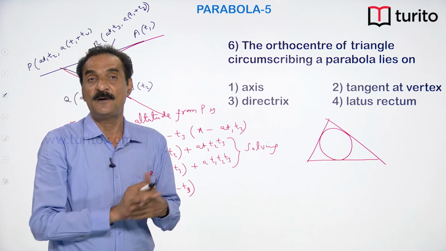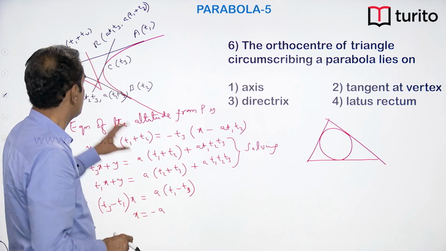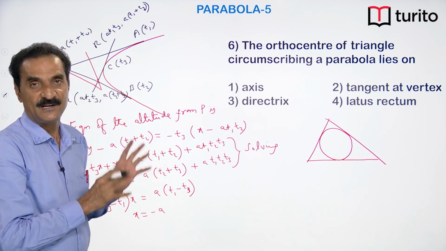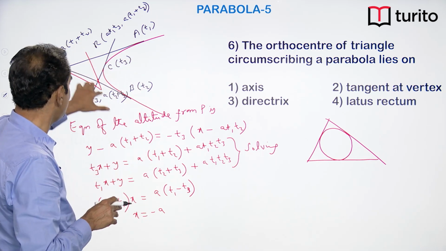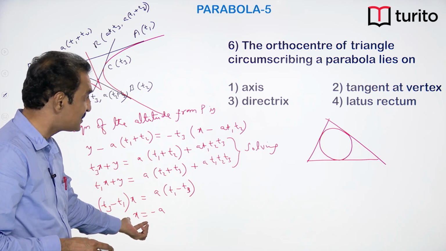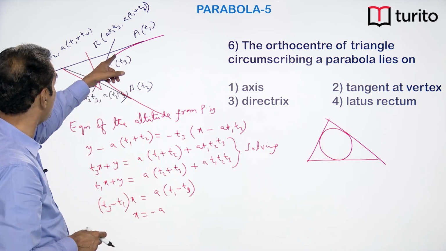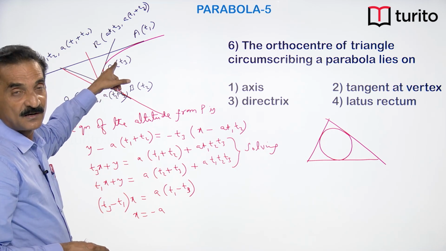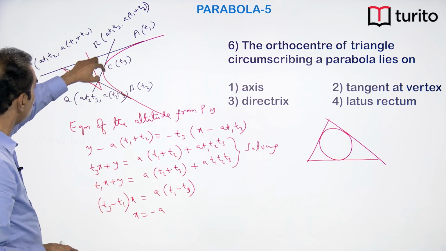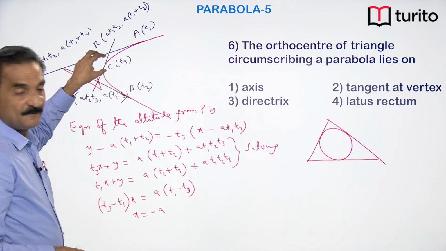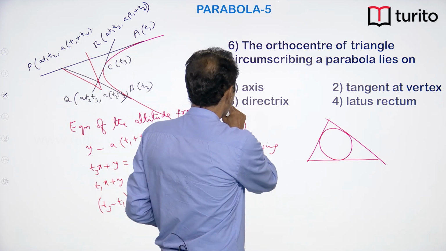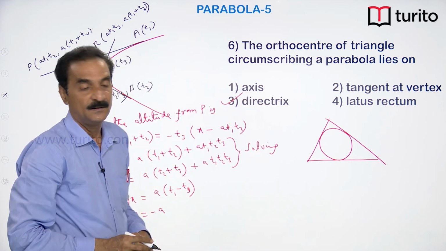It is independent of T1, T2, T3. So, the x coordinate of the orthocenter is constant, independent of points T1, T2, T3. And clearly, this is the equation of the directrix of the parabola. Is it not? That means, for any 3 points, the orthocenter of this triangle lies on the directrix. Answer is option 3. Okay.